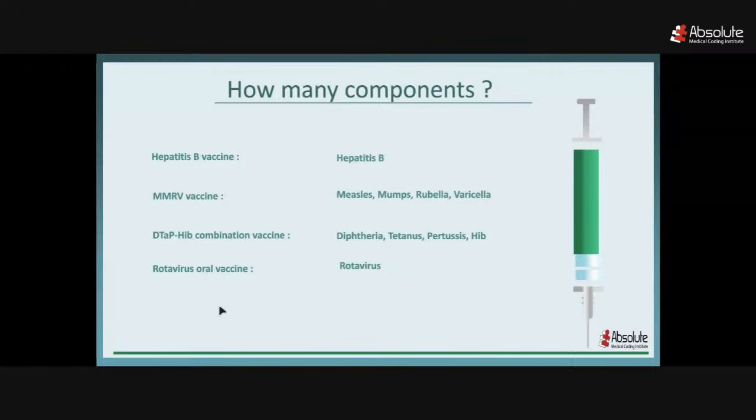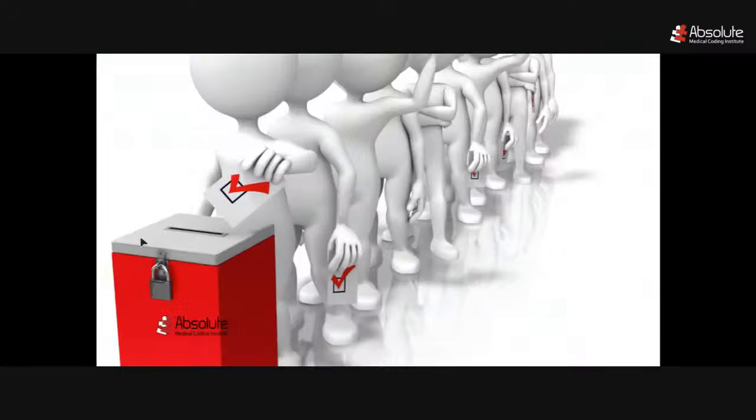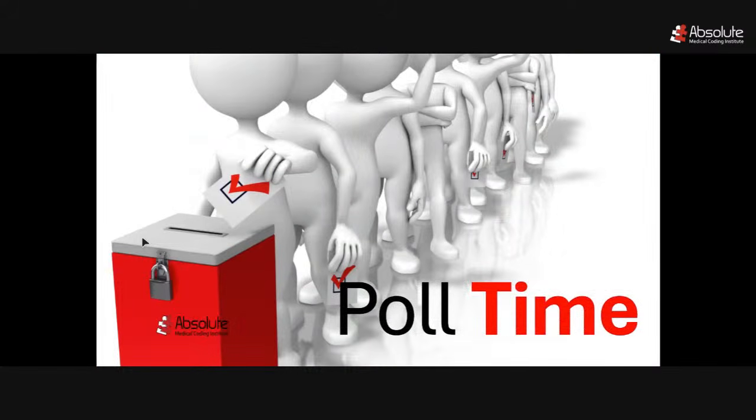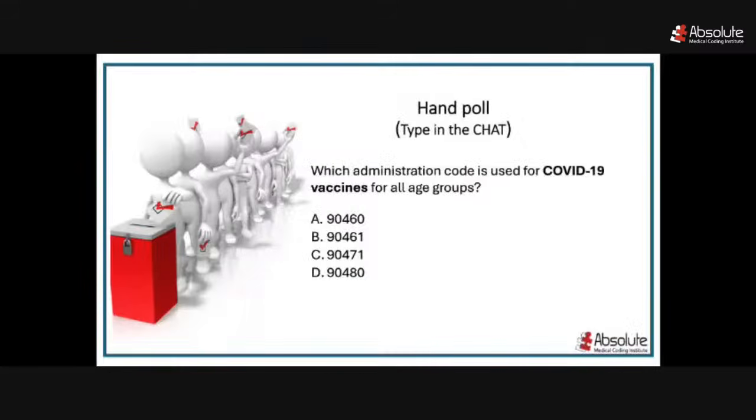Okay, so I hope this exercise helped you to identify the number of components in each vaccine or combination vaccine. As you saw, that is very important to code. And next we have some hand poll questions. I will go through some of them quickly.